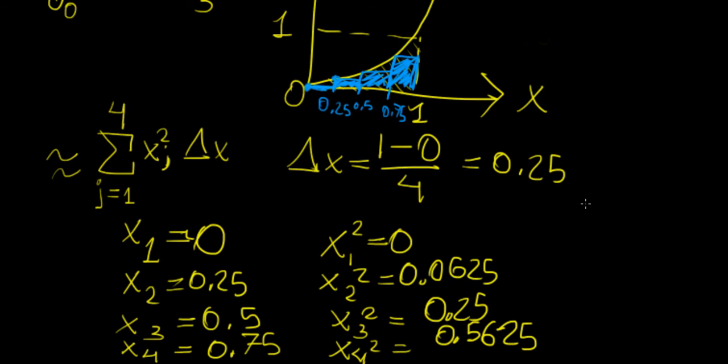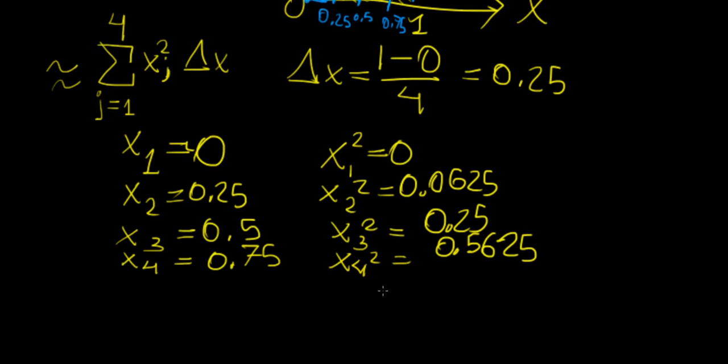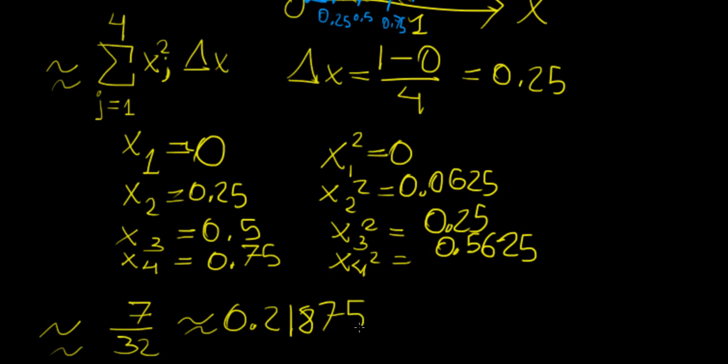Now what we're going to do is add all of these results together and multiply them by 0.25, and in the end what we're going to get from this is the answer 7 over 32, which is around 0.21875. So if we want to find the error in this calculation, we just simply subtract this from the original value, which was 1 over 3. So the error in this approximation is actually going to be about 0.11458.